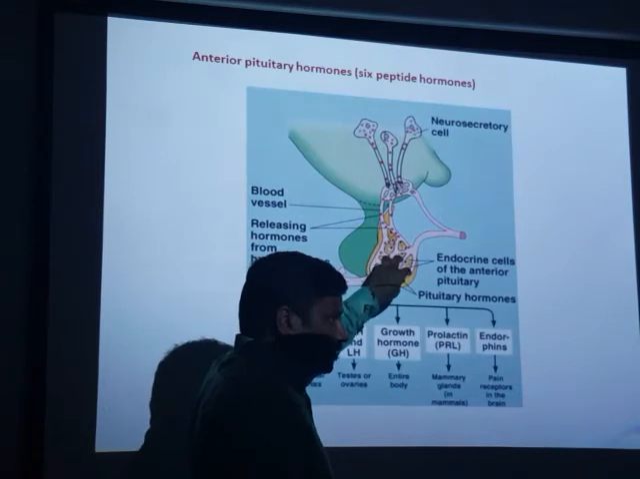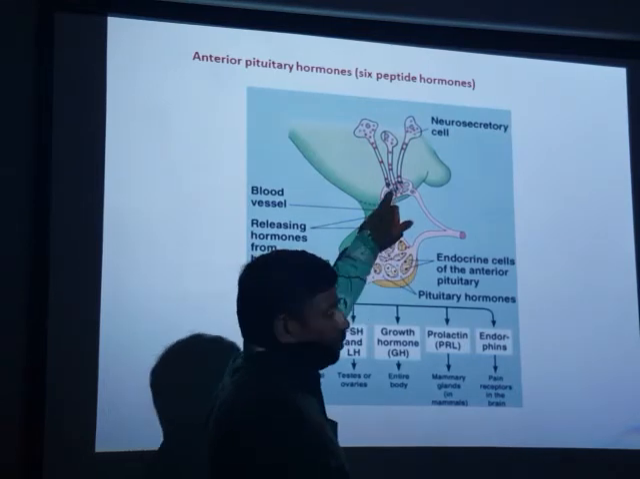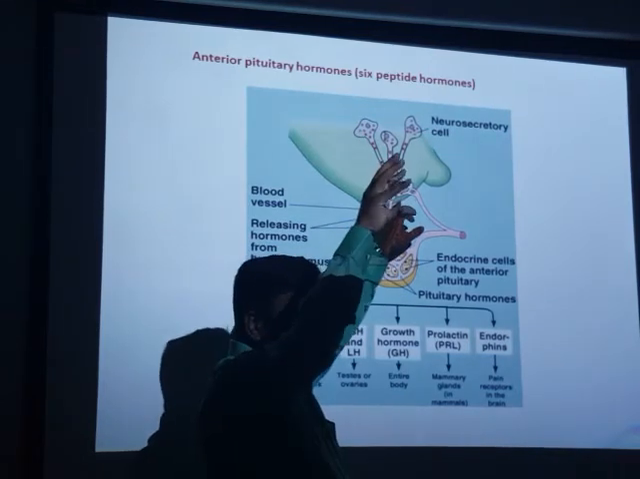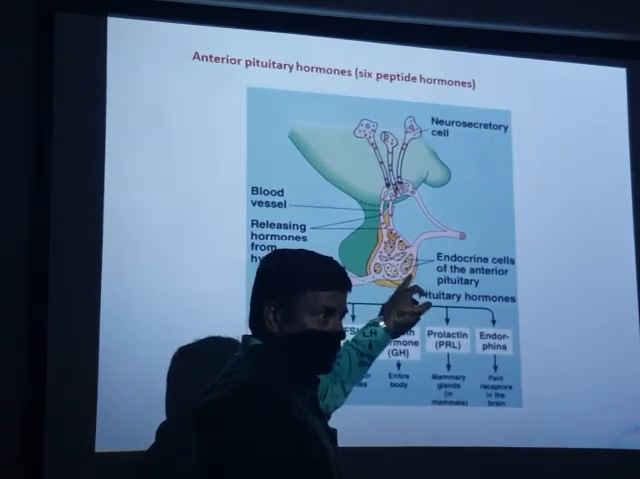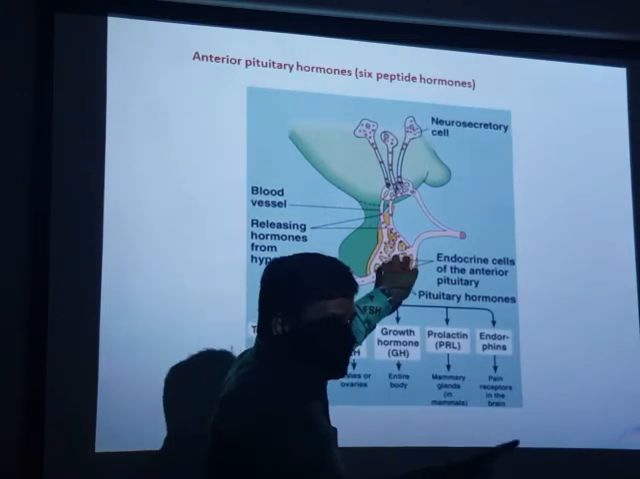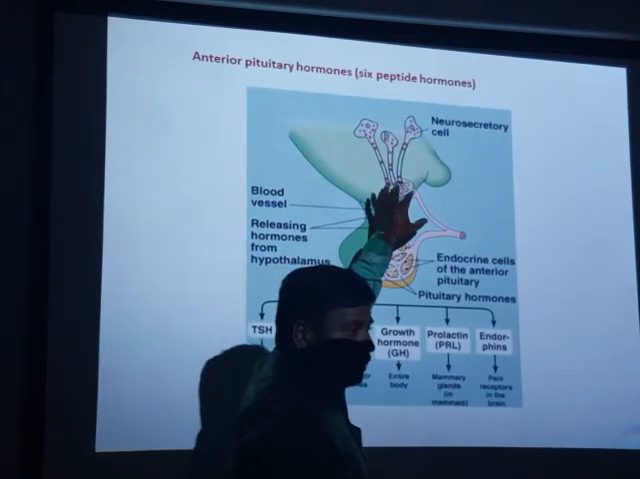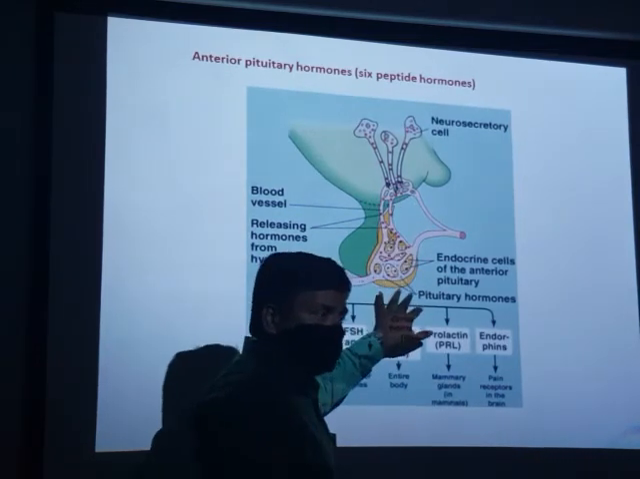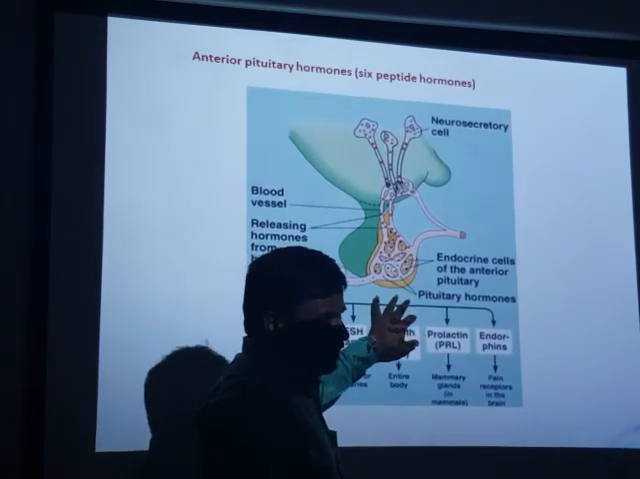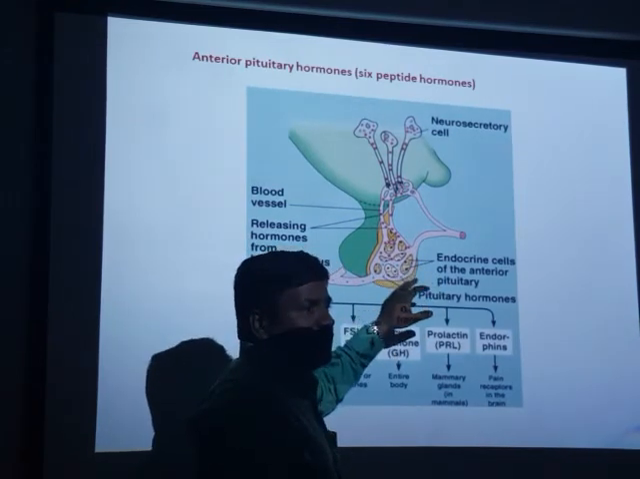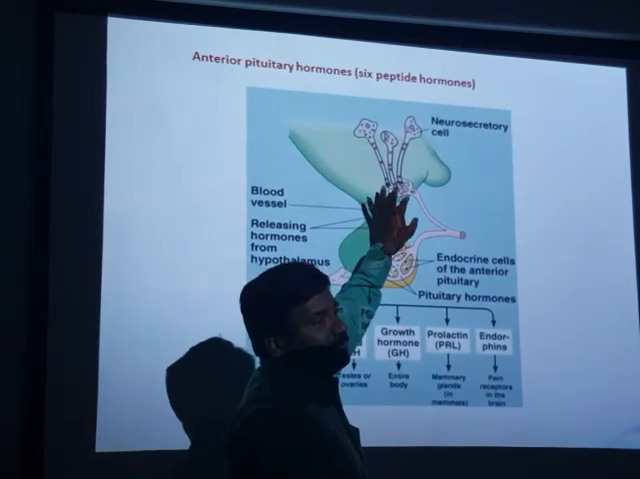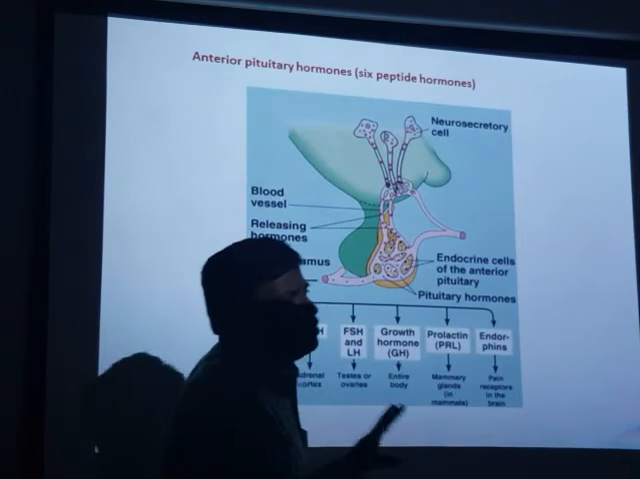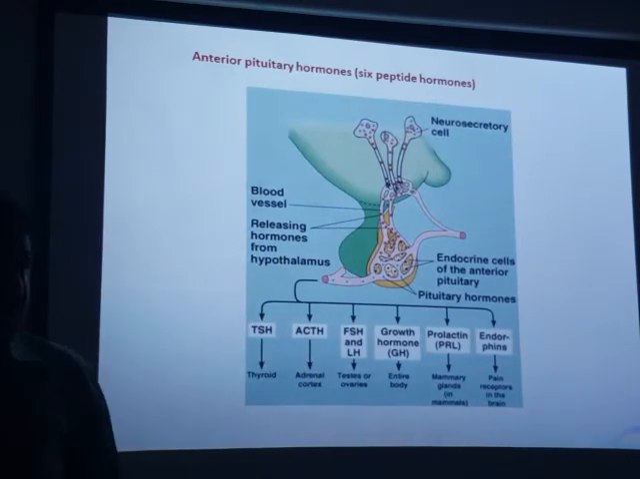The axons of the cells which are situated in the hypothalamus. The cell body is there in the hypothalamus. Their axons run to the pituitary through the pituitary stalk, and here the secretions are released. They are produced in the hypothalamus and released through their axons in the posterior pituitary. So the posterior pituitary is not a gland per se, but the secretions are mainly from the hypothalamus, just released in the posterior pituitary, like oxytocin and vasopressin. Got it? Yes.